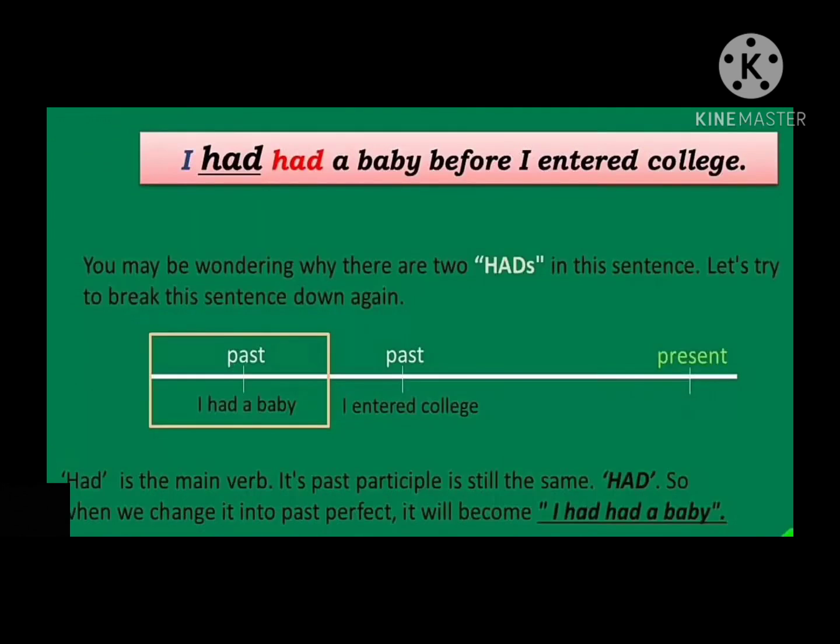Next one, I had a baby before I entered college. Here we have two hads because one is an auxiliary verb and another one is the main verb. I had a baby, I entered college. Between these two actions, I had a baby is the earlier past, and I entered college is the recent past. So it is written in past participle form.